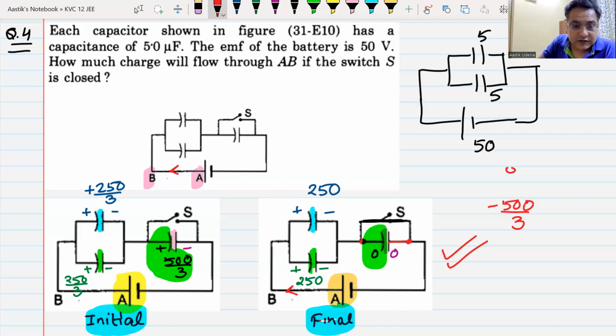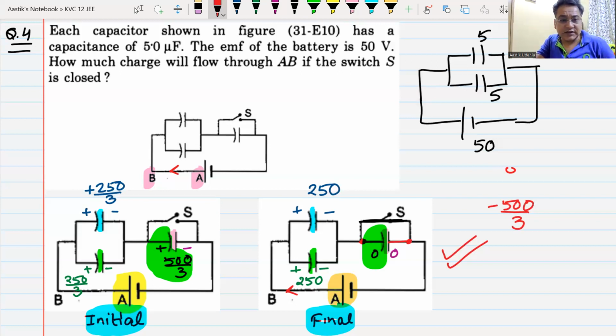Okay, I will give you one question. I'm just giving you 2 parts. If you can do those 2 parts, it is good enough.